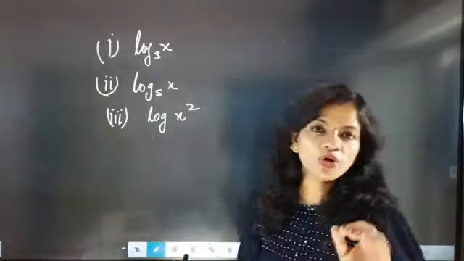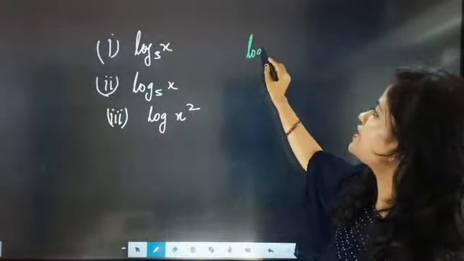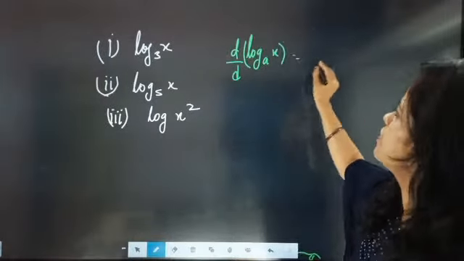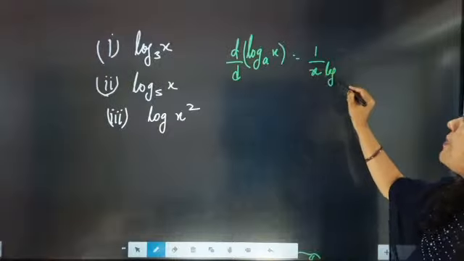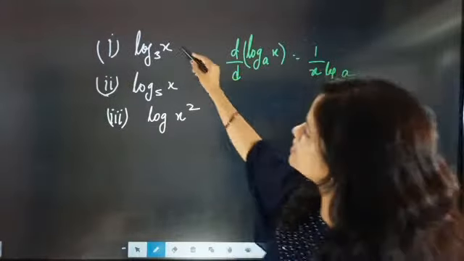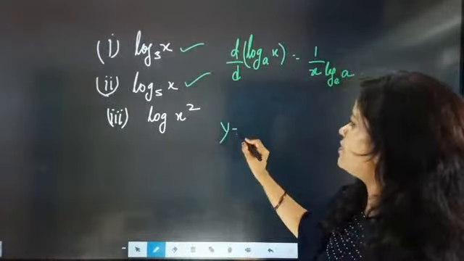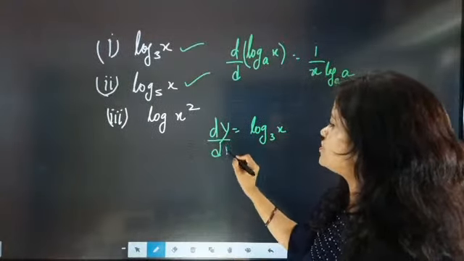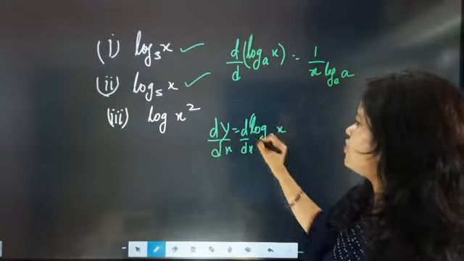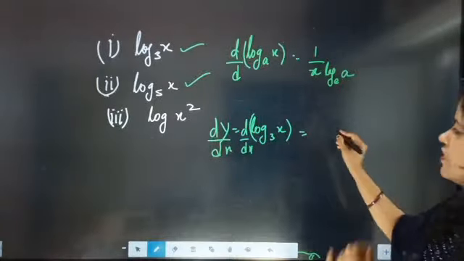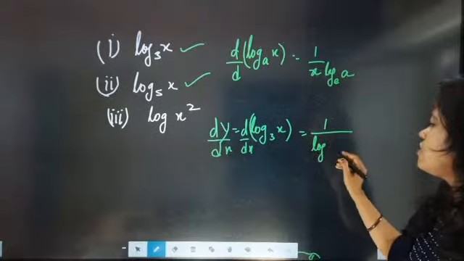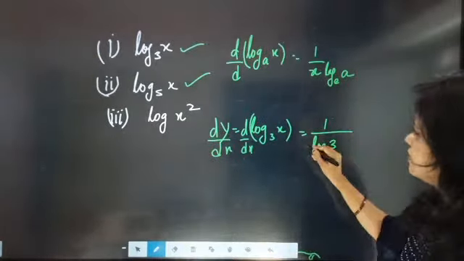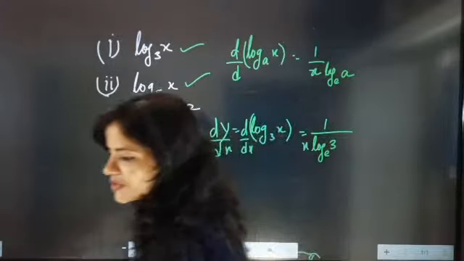Now I told you one small simple parameter: when log base a of x is there, its differentiation will give you 1 by x into log base e of a. Based on that, these two questions will be solved. So y is equal to log base 3 of x. When you differentiate both sides with respect to x without using first principle, the first step will be it comes as 1 by log base e of 3 into x. In one step itself you will give the answer.